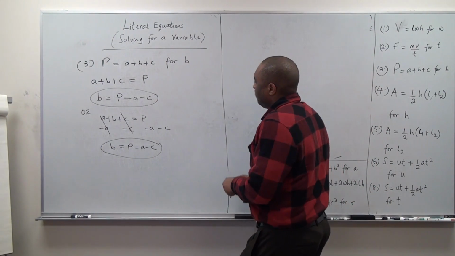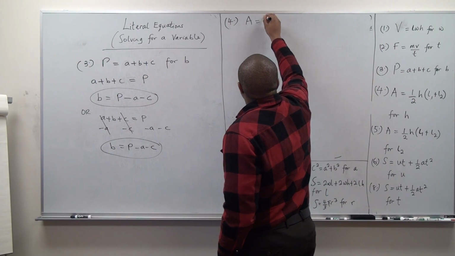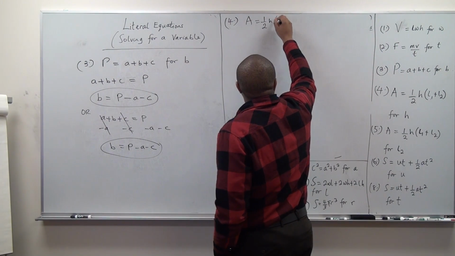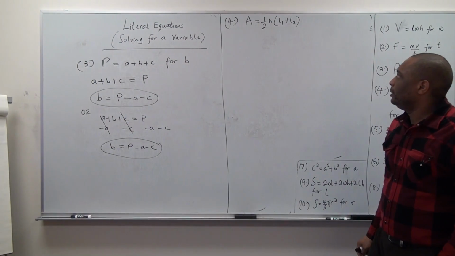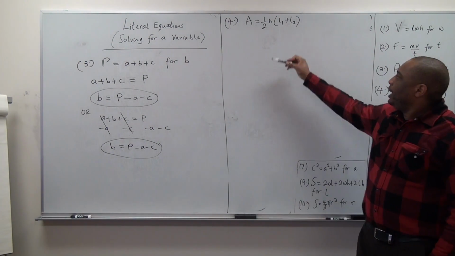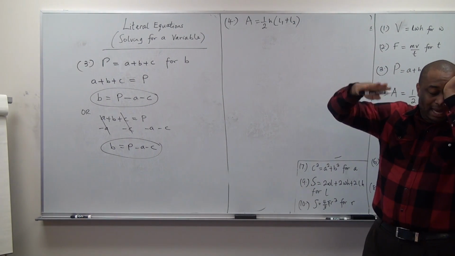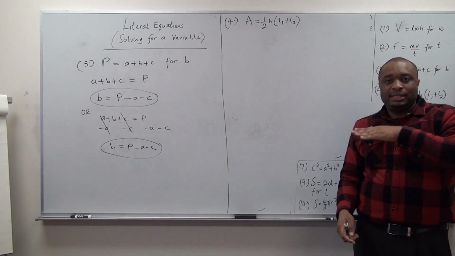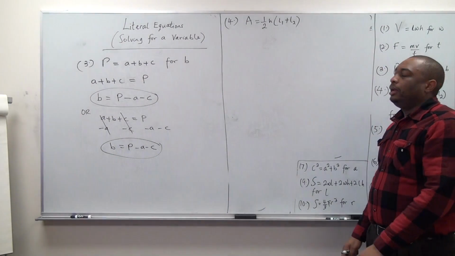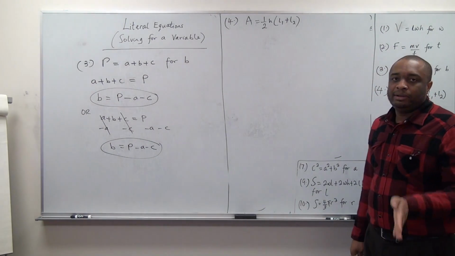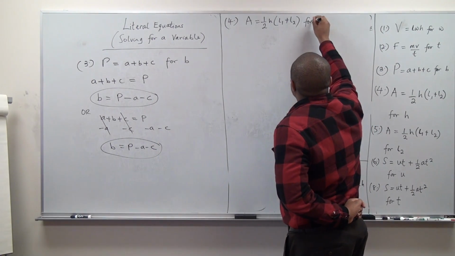Area is equal to half times height, L1 plus L2. Now this is the area of a trapezoid, where h is the height, and then L1 and L2 are the parallel sides of a trapezoid. The first and the second length. And then h is the perpendicular height. Okay, you want to solve this for the height, h.